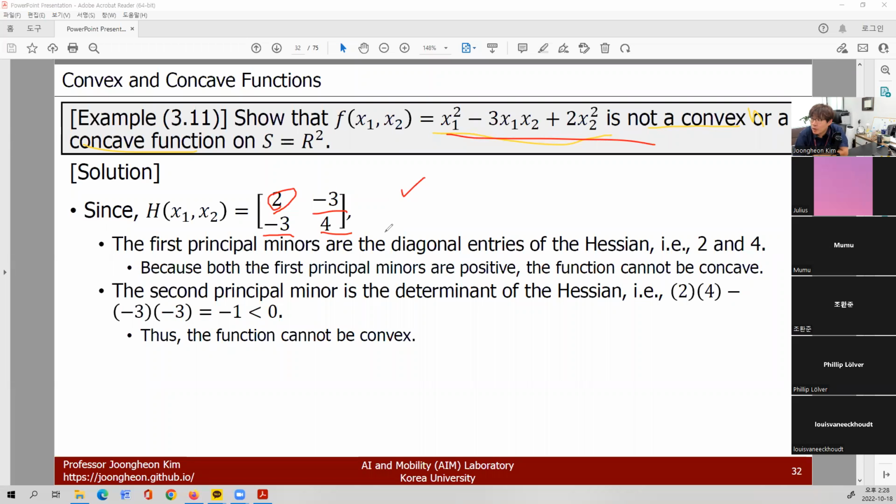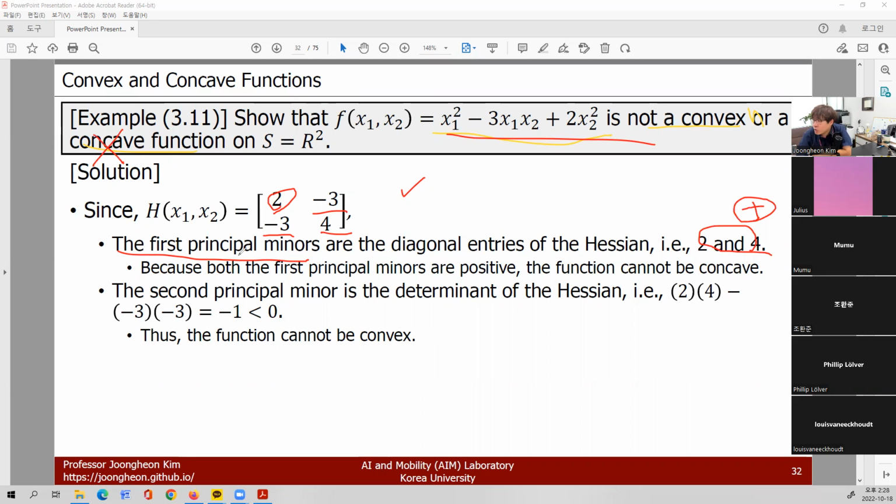For the first principal minors, you take the diagonal entries, 2 and 4. These are the first principal minors, and they are all positive values. Then it means that at least this is not concave, okay? Because in a concave function, the first principal minors should be negative. But as you can see here, the first principal minors are all positive, right?